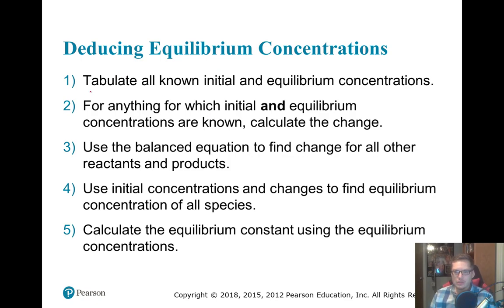Number one is you're going to tabulate all your known initial and equilibrium concentrations. So essentially, you're going to develop a table. For anything which has initial and equilibrium concentrations, you're going to calculate the change. So you just subtract to figure out what changed. Number three, use the balanced equation to find the change for all the other reactants and products. So you say, if that went up by 2 and it takes 4 of those, then that must have gone down by twice as much as the one that went up by 2, whatever. You'll see when we do a couple of examples.